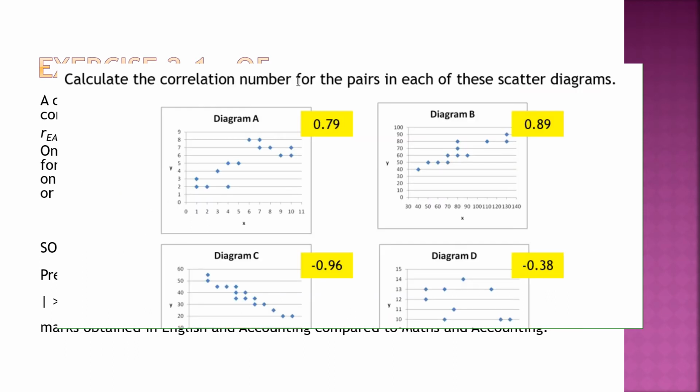Okay, calculate the correlation numbers for the pairs on each of the scatter diagrams. Basically, you're going to take out the coordinates one by one and just plug everything into the calculator. This shouldn't be a problem. Like this point is what? 1, 2. This point is what? 2, 2. This one is what? 1, 3. So you write down all the coordinates and just put it into your calculators and compute the value.